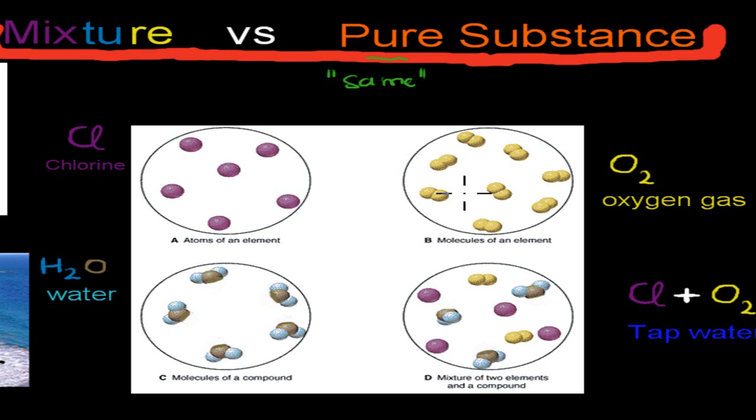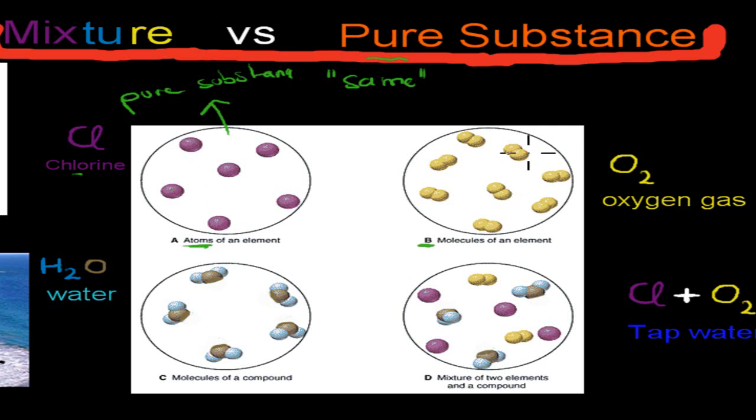So just imagine we have 4 containers, A, B, C, D, and our task would be to find which one's a pure substance and which one's a mixture. We start with the first one, A. Here we have chlorine. Each of these purple dots is meant to be a chlorine atom, right? So in this case, we have a pure substance because we have only chlorine.